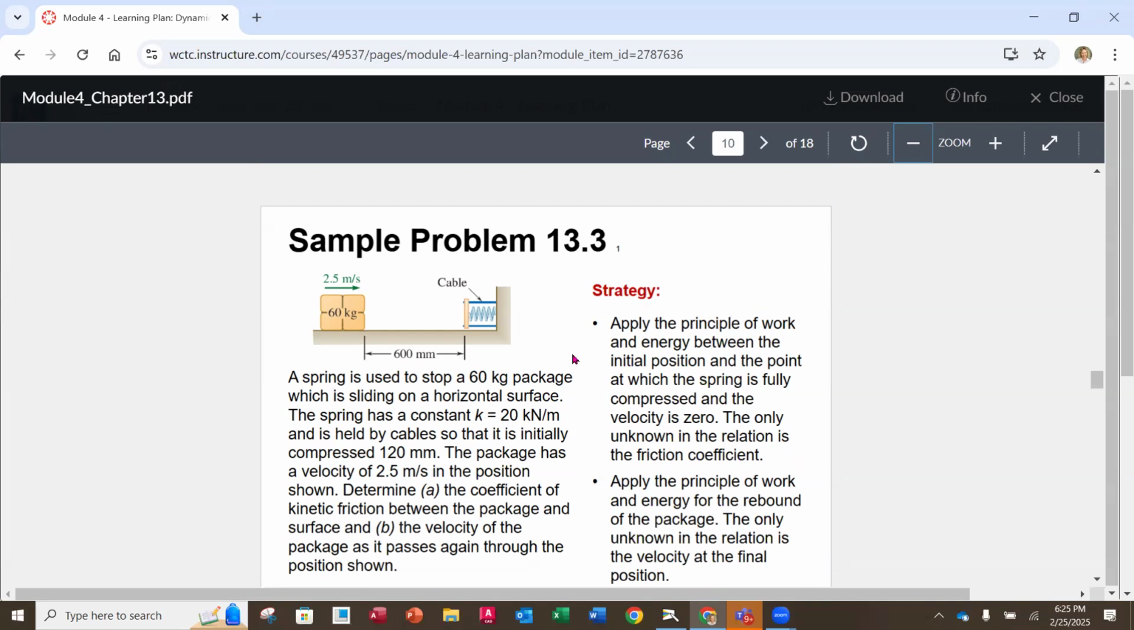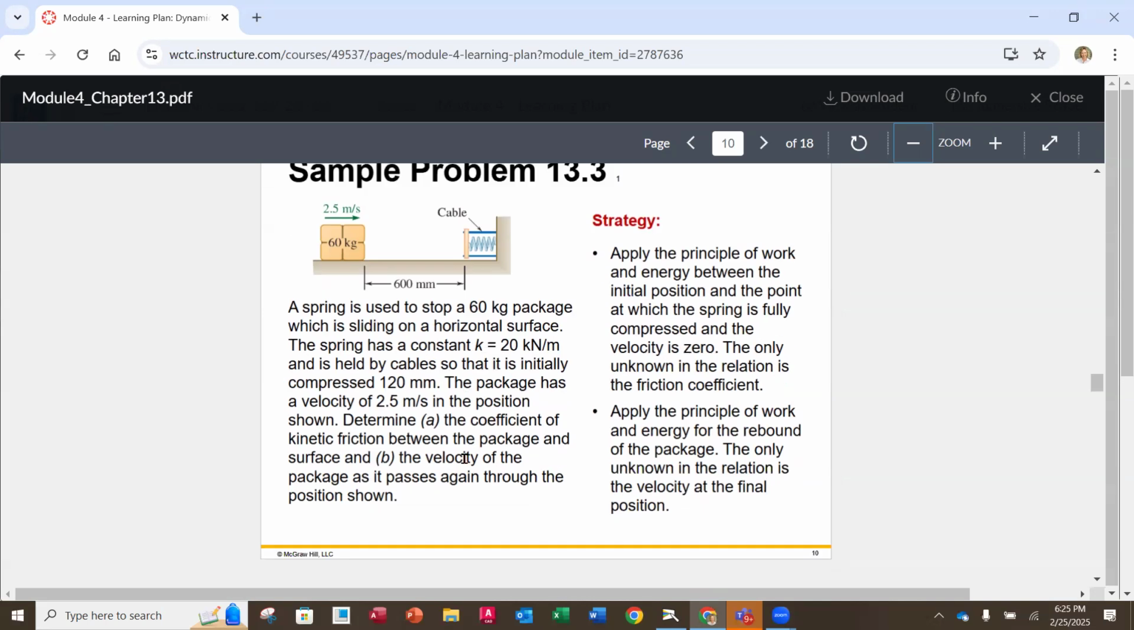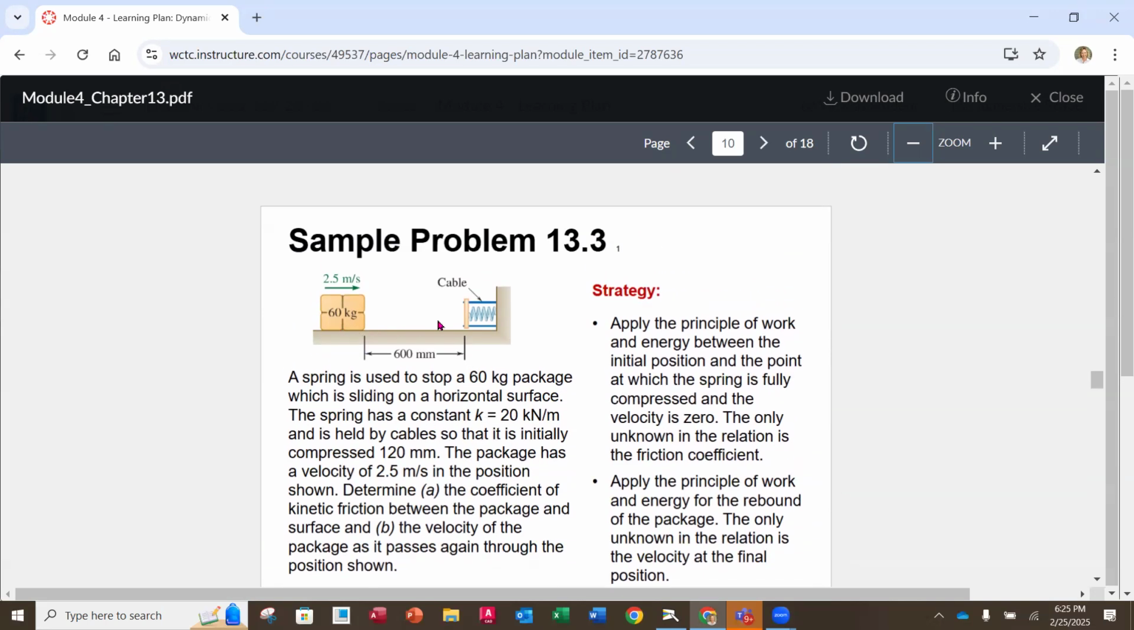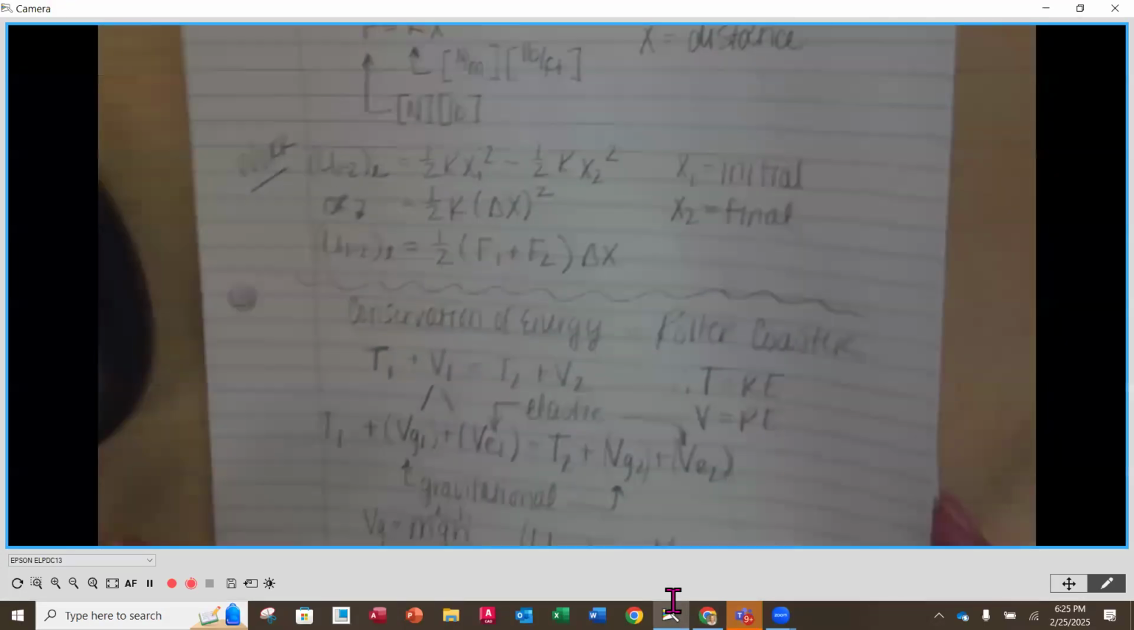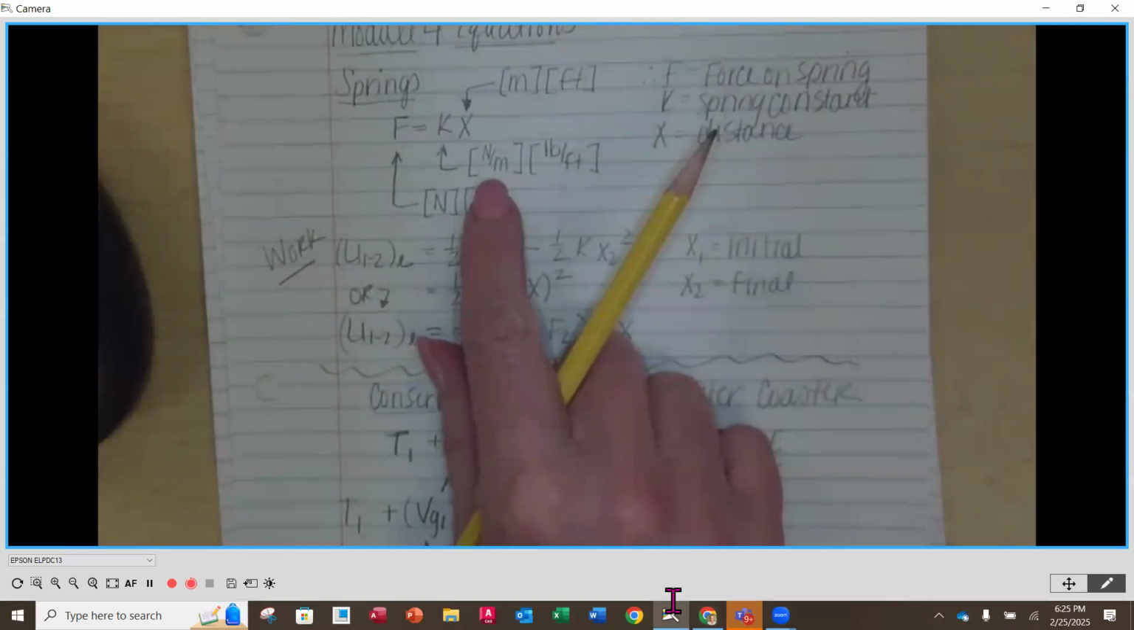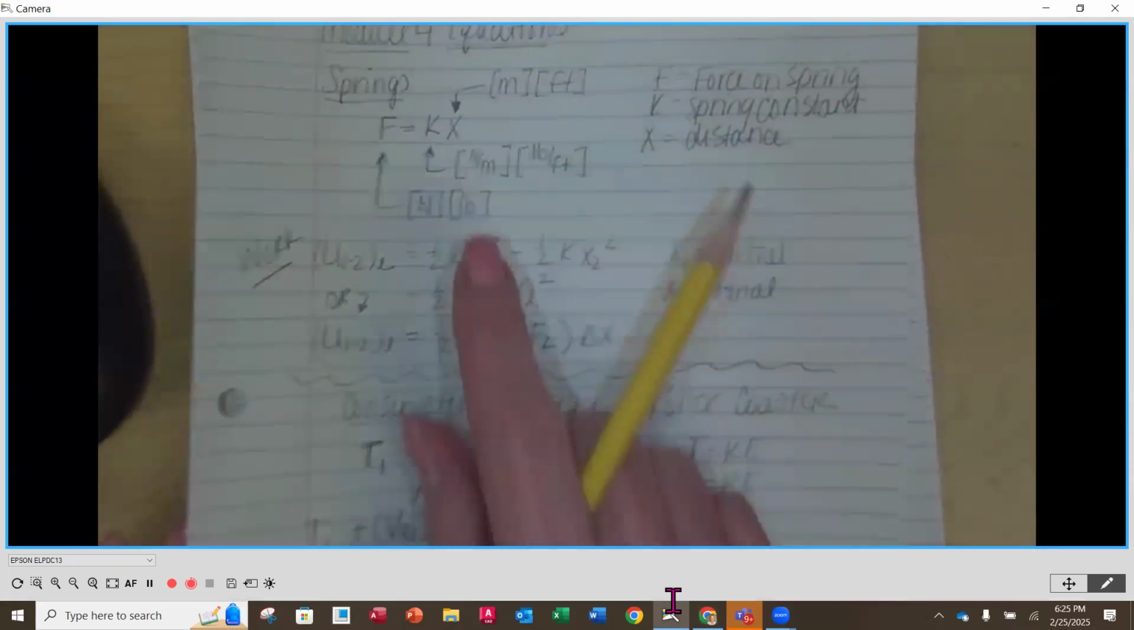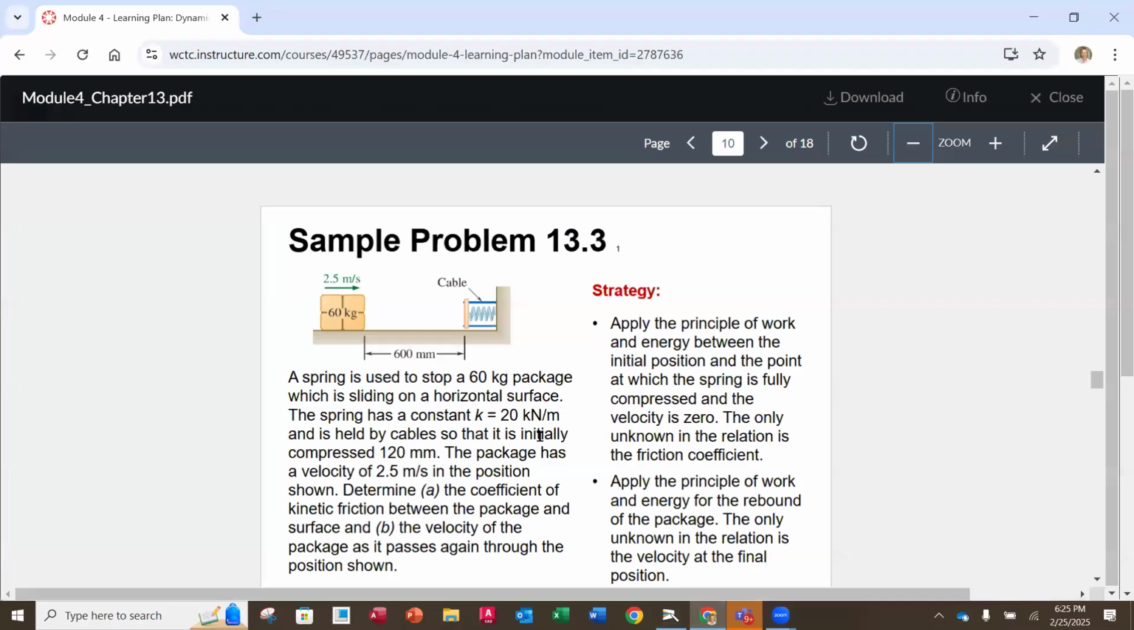So what we have here is a spring. It's used to stop a 60 kilogram package, which is sliding on a horizontal surface towards it. The spring has a spring constant k of 20 kilonewtons per meter. Kilonewtons per meter. If you recall from our equation sheet, this needs to be in newtons per meter, so we're going to have to do a little bit of converting when we deal with that. And it is held by cables so that its initial compressed distance is 120 millimeters.